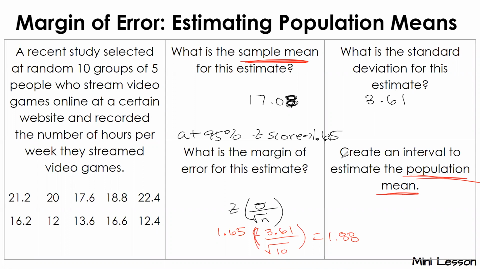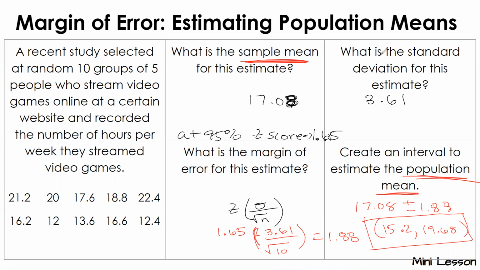Okay, so in order to create this interval, we're going to take our mean, which is 17.08, and we're going to add and subtract 1.88. So we're going to take 17.08 and add 1.88 to it. And that's going to give us 19.68. And then we're going to take 17.08 and subtract 1.88. And that's going to give us 15.2. So this is your interval.